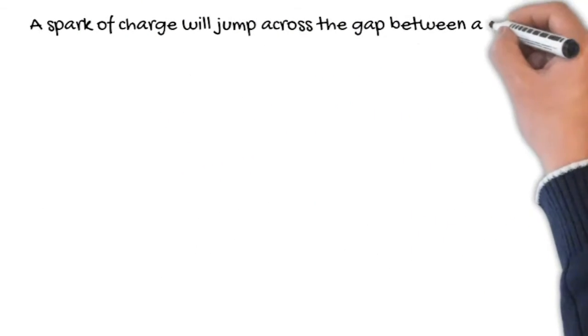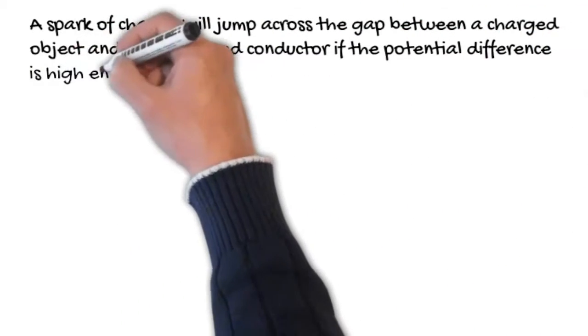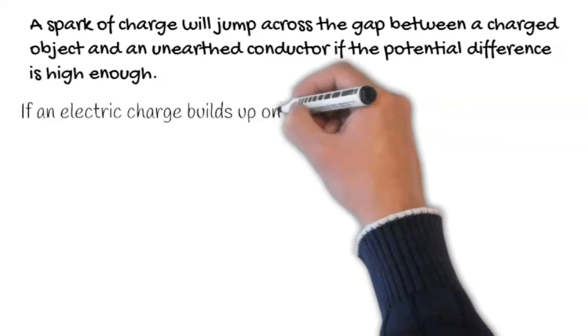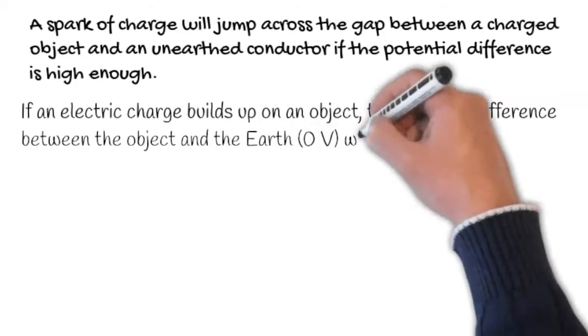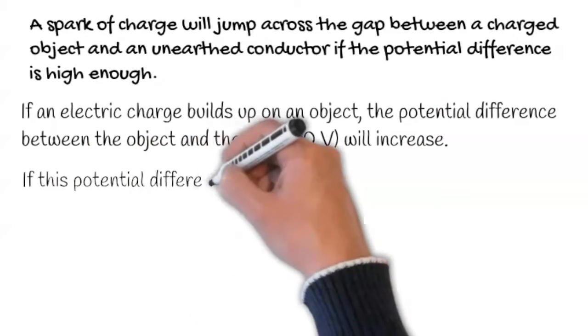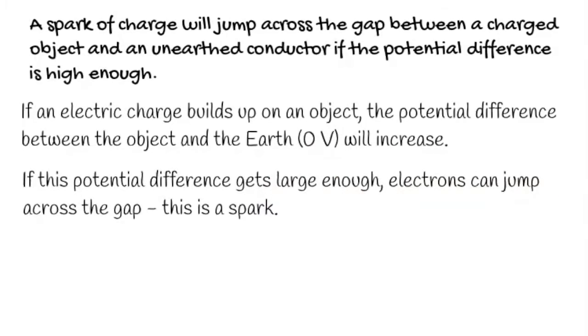A spark of charge will jump across the gap between a charged object and an unearthed conductor if the potential difference is high enough. If an electric charge builds up on an object, the potential difference between the object and the earth will increase. If this potential difference gets large enough, electrons can jump across the gap, and this is a spark.